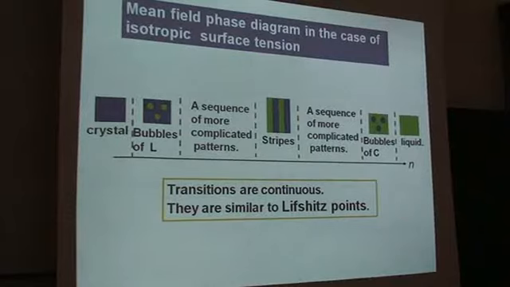Now, if the interaction is isotropic, if the surface energy is isotropic, the bubble phase wins over the stripe phase by just a number. So it's a numerical statement. If it's strongly anisotropic, there is only the stripe phase. The stripe phase is not destroyed by quantum fluctuations because it's lines. So quantum fluctuations don't destroy it. Classical ones do destroy it.